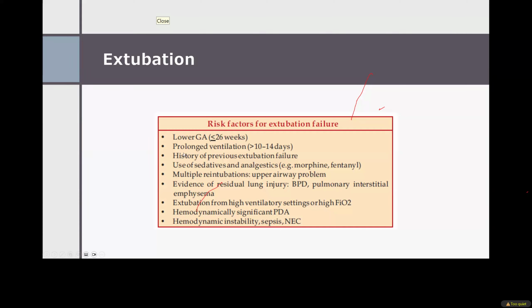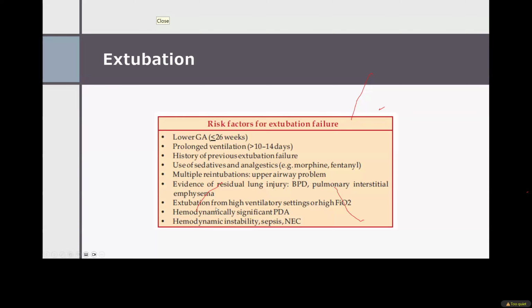So there are a number of things that will prevent extubation or cause extubation failure. A baby who's been on a ventilator, the longer the ventilator, the more chances the baby's going to fail. So the earlier extubation actually is better. The baby is not getting used to the ventilator. Use of sedatives and analgesics: the baby's respiratory drive is compromised, so you cannot extubate the babies. Babies who have had airway problems like multiple intubations. Residual lung injury like babies with severe BPD or PIE.